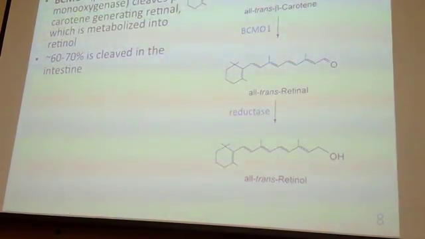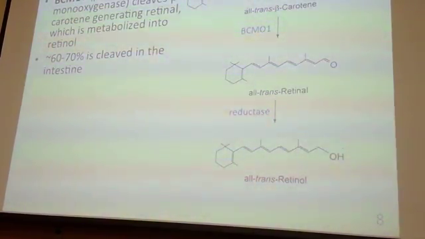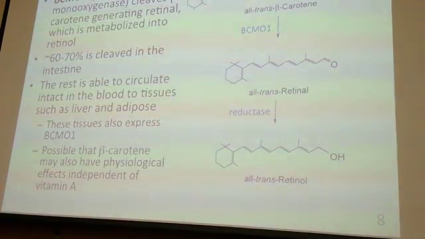So about 60 to 70% is going to be cleaved in the intestine. You can detect all-trans beta-carotene in the circulation, in the blood. And there are other tissues that express this monooxygenase BCMO1. So it's likely being cleaved in other tissues as well. But some amount of this is circulating in the blood. But a good portion, 60 to 70%, is metabolized directly in the enterocyte and cleaved. Okay, so the rest is able to circulate in the blood to other tissues.